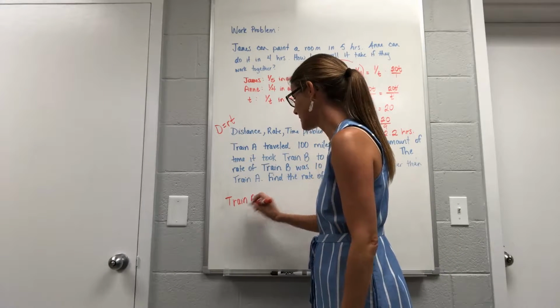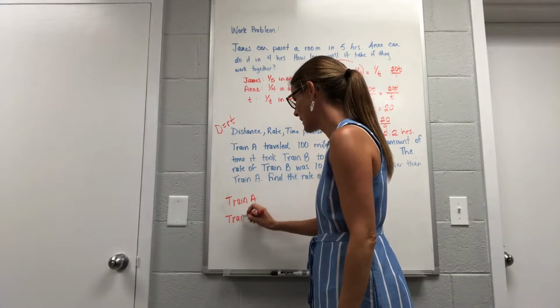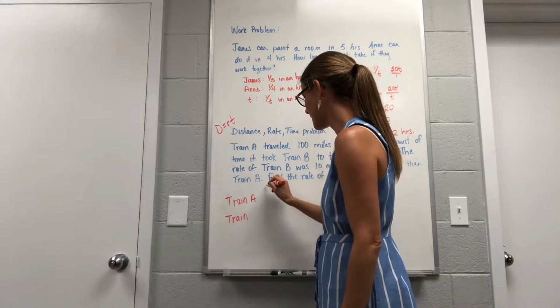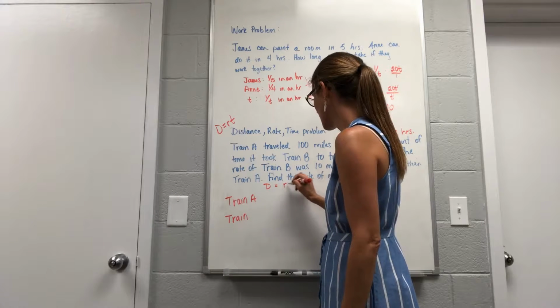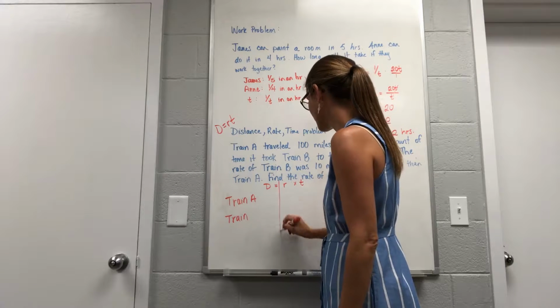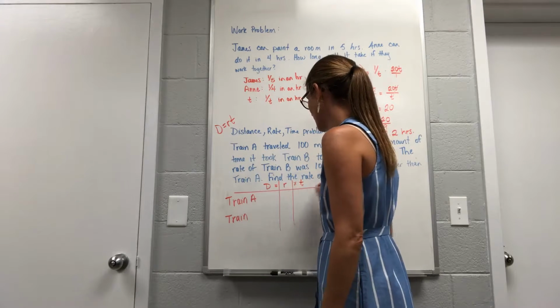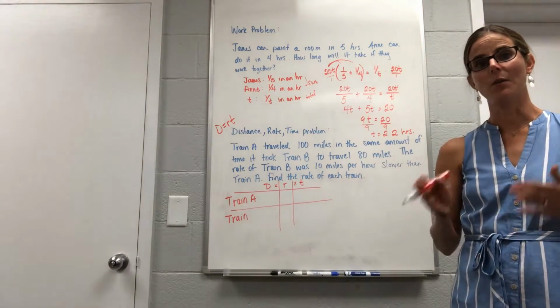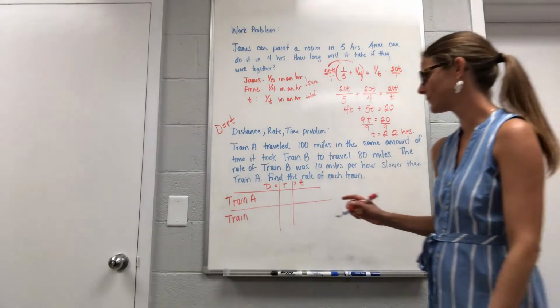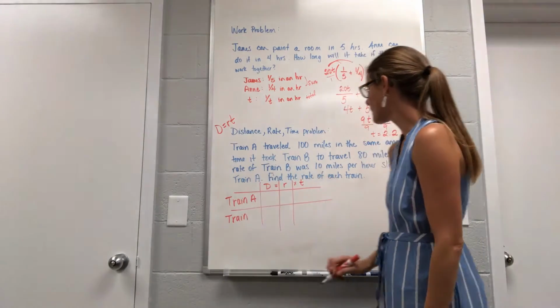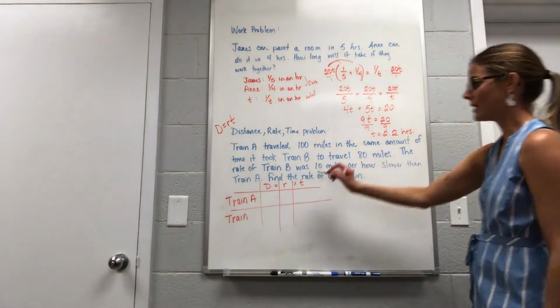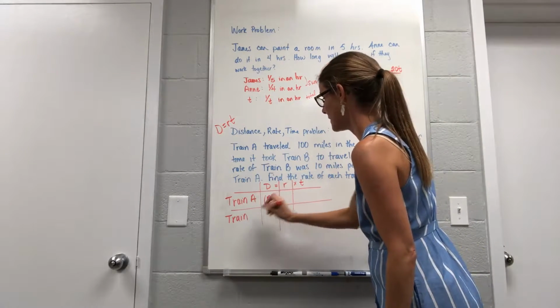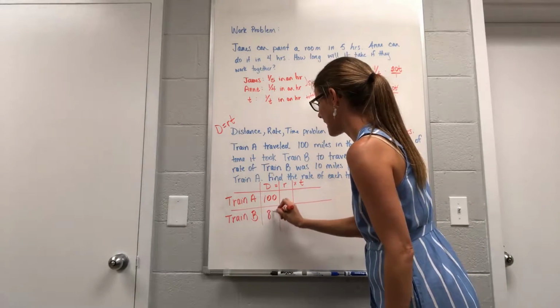Tables make this a lot easier to organize the information, and since we know this formula, we're going to set it up as D equals R times T, and I'm just going to fill in the table with the information that I know, and then that equation is going to help me pull that information from the table. So the distance for train A was 100. The distance for train B, forgot my B, is 80.